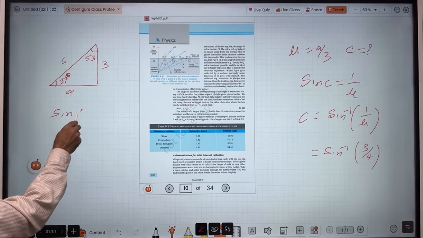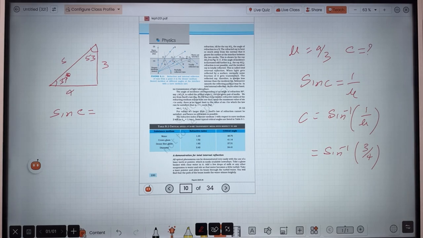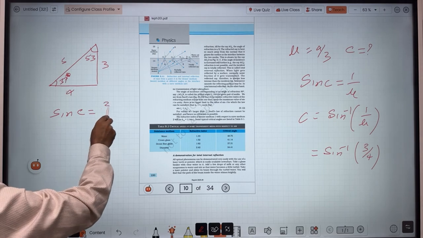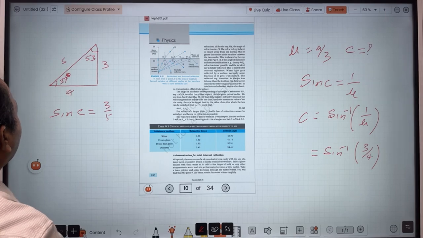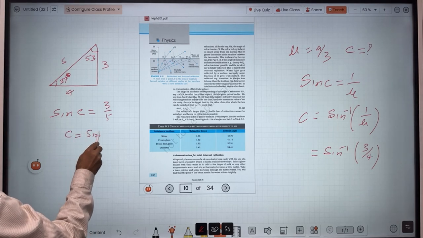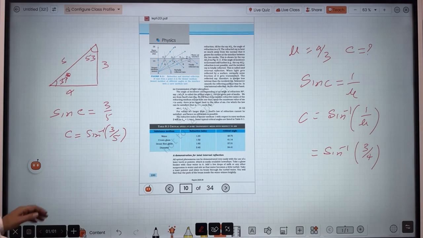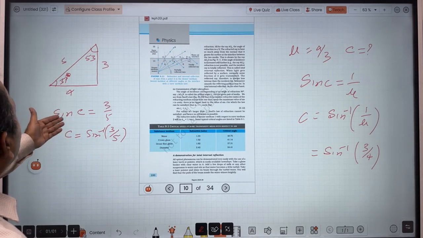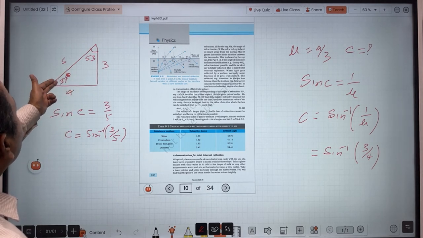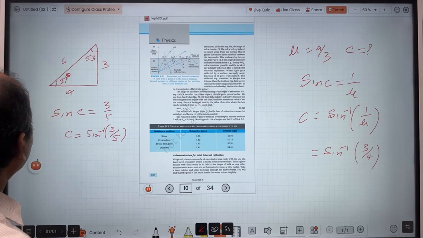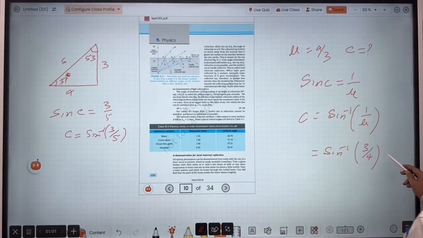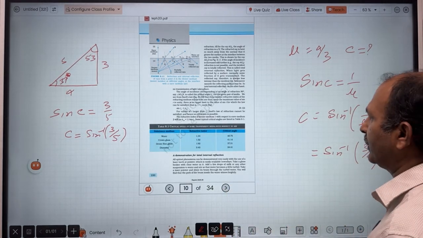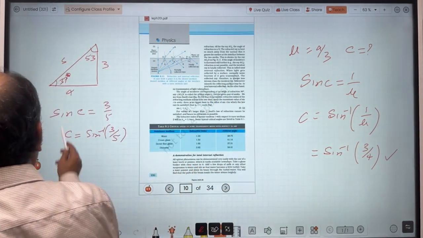So what will happen here if we evaluate sine C? Sine C will be equal to perpendicular upon hypotenuse, so 3 by 5. But this case is different, because we are not getting that value. So C will be sine inverse of 3 by 5, which corresponds to 37 degrees for the triplet case. But here the value is a little different, so you can keep it till here unless you have a calculator to find the exact value.